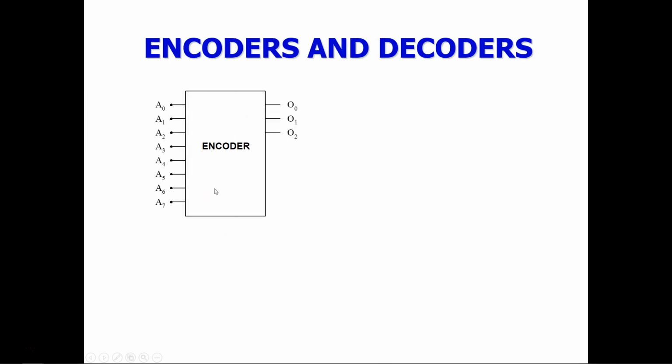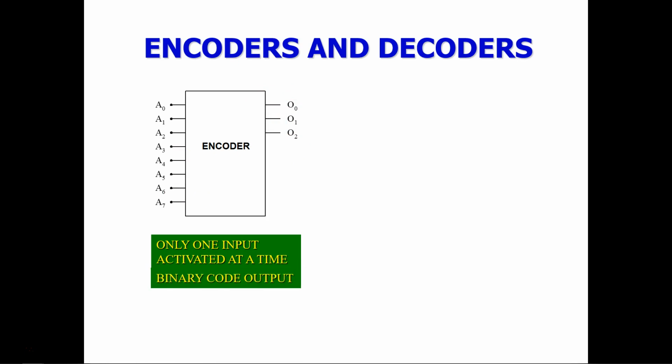Here you see the block diagram of an encoder. An encoder is a digital circuit that produces a binary output code depending on which of its inputs are activated. Here the inputs are A0 to A7, and these are the three outputs. Only one input is activated at a time, and then a binary code is produced at the output side. And this is the IC form. These encoders are available in IC forms, and you will get to see them in the lab experiments.